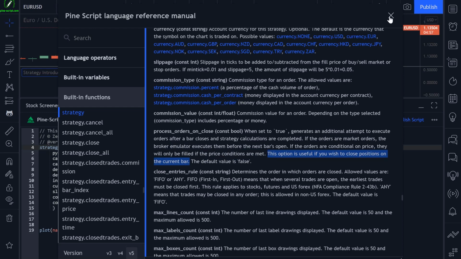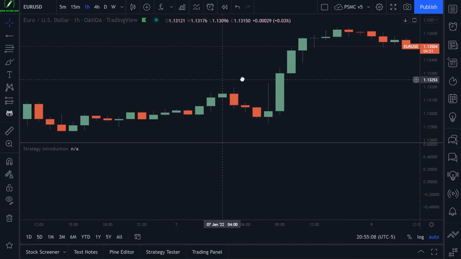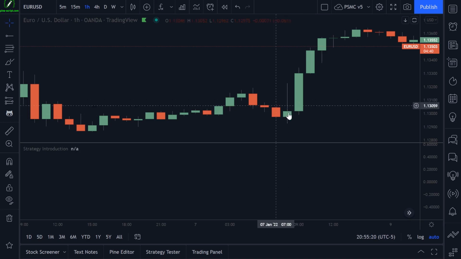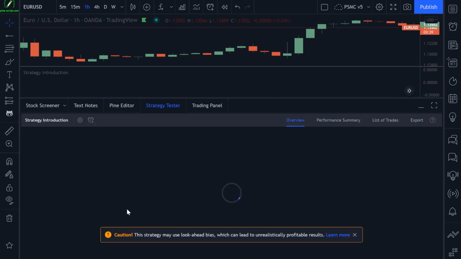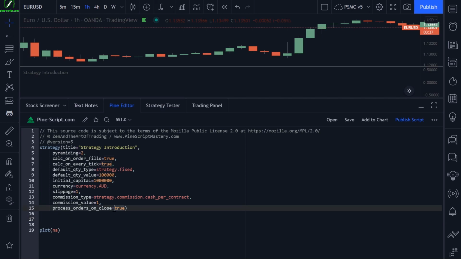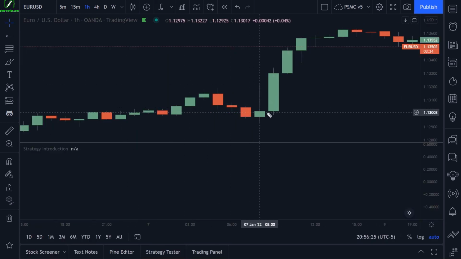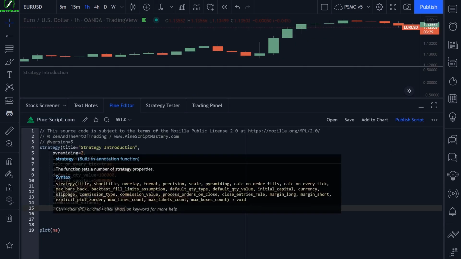What that means is, if we needed to close a position on this bar, normally the emulator would not execute the order until the open of the next bar. But if you needed to execute your order on the actual closing tick of this bar, you can set process orders on close to true. Now our script will attempt to close a position on the close of the bar instead of the open of the next bar. Moving on, we then have close entries rule.